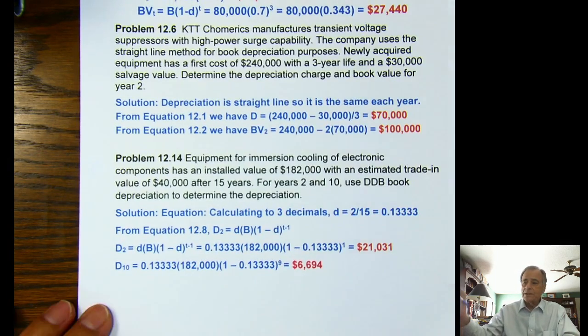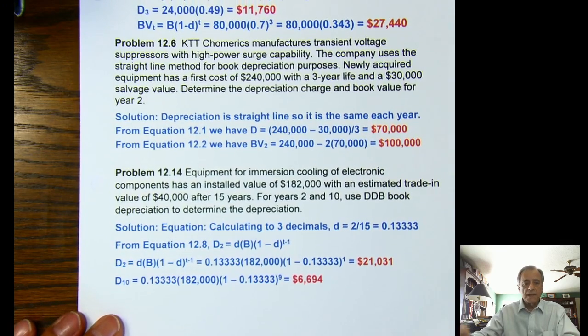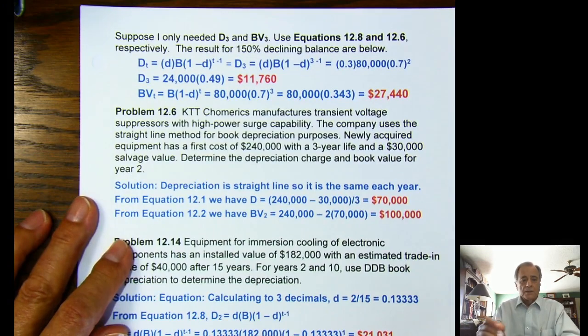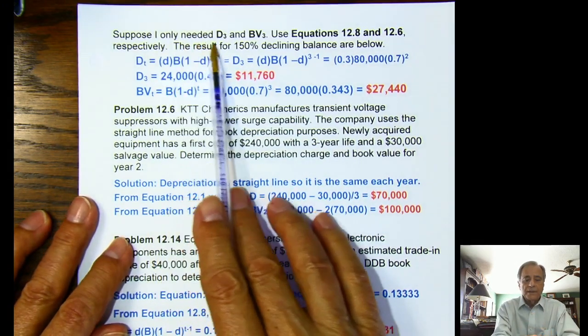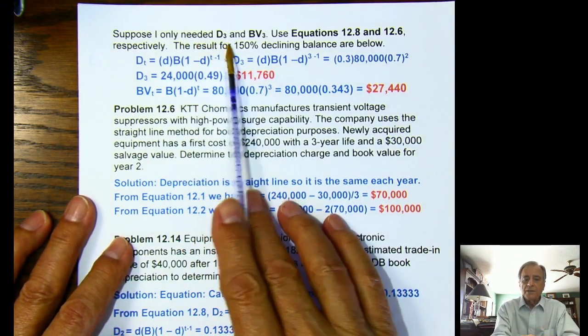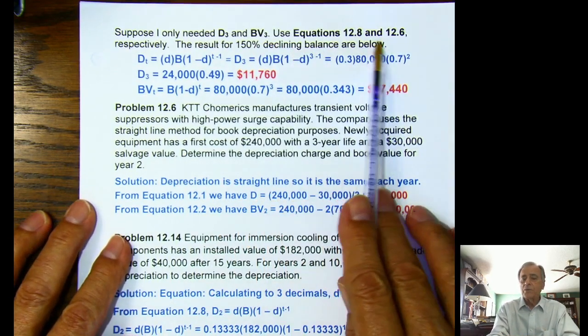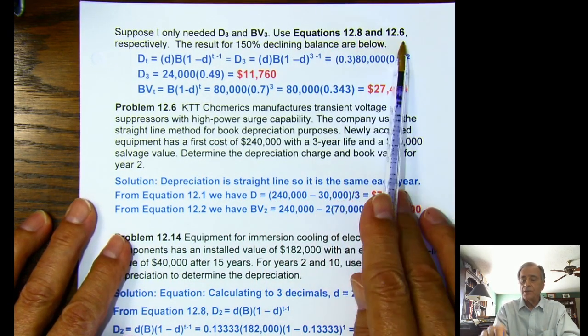Okay, so let's do an example problem. Suppose I only needed the depreciation in year 3 and the book value at the end of year 3. Then I would use equations 12.8 and 12.6.